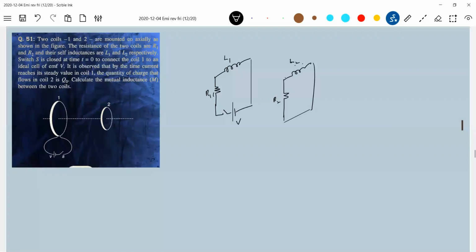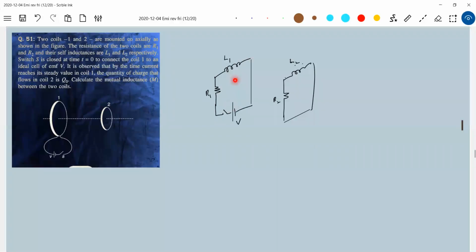So there is a mutual inductance between them. The moment you close the switch, a current will flow here. We know the growth of current here, and the current will increase. Finally, how much current will there be? V by R1. V by R1 will be the final, steady state current. So what is that current? It is a varying current, no?